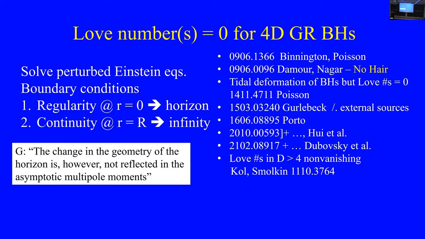The second important point is that they vanish for four-dimensional GR black holes, and this was known by calculation for a while. People just found it by brute force calculation. You solve the Einstein equations, you put in boundary conditions, you check the different powers in g_tt, and you find the coefficients from there. It's a completely straightforward calculation, and they found that it's zero. The reason, well, this will become clear.